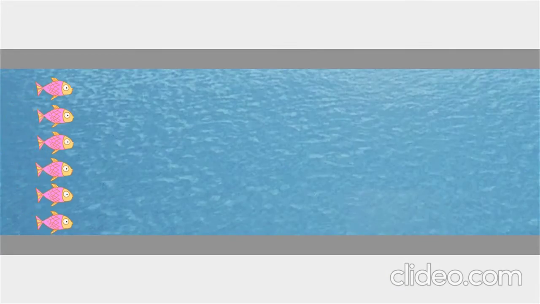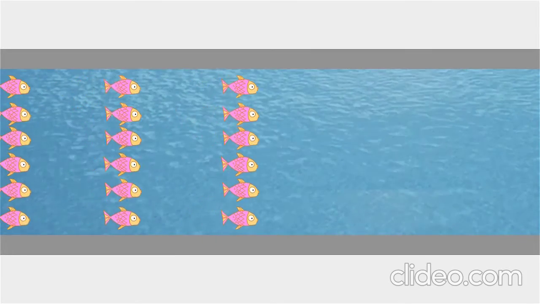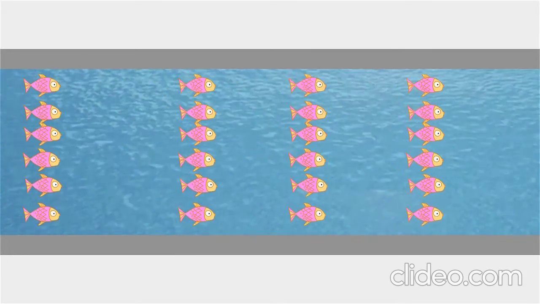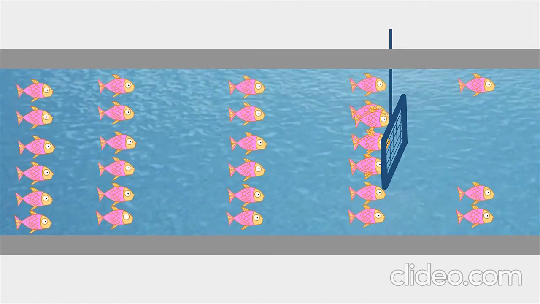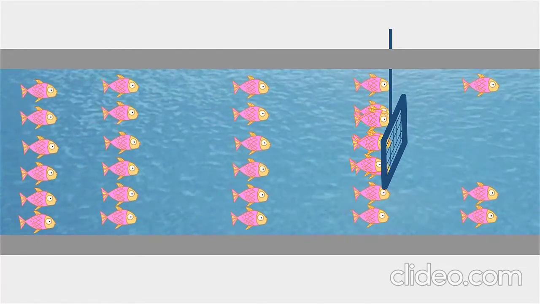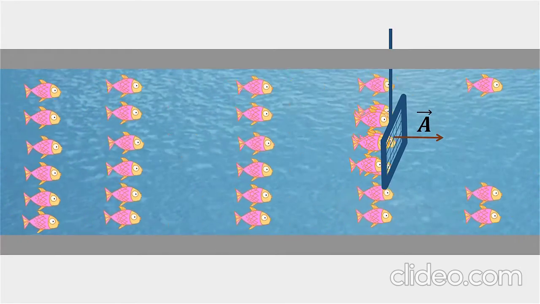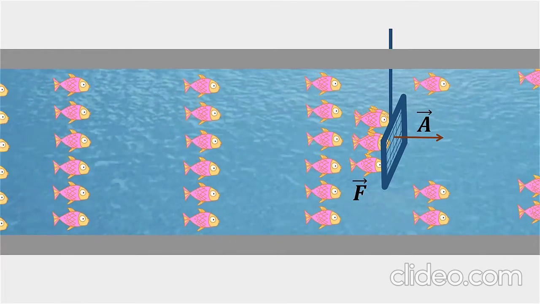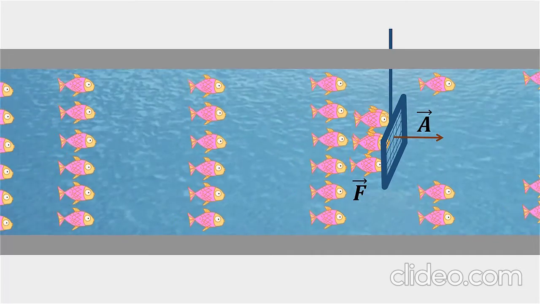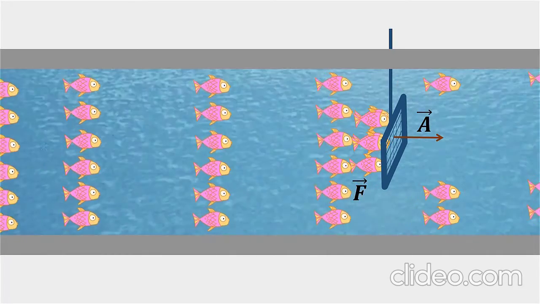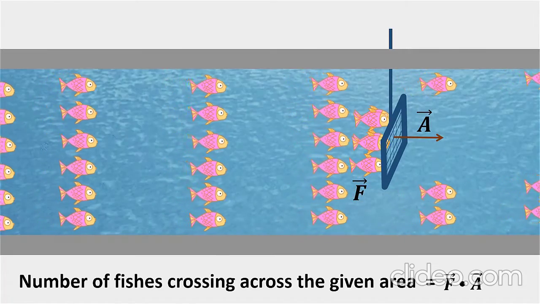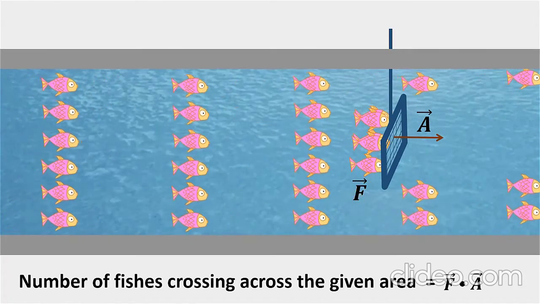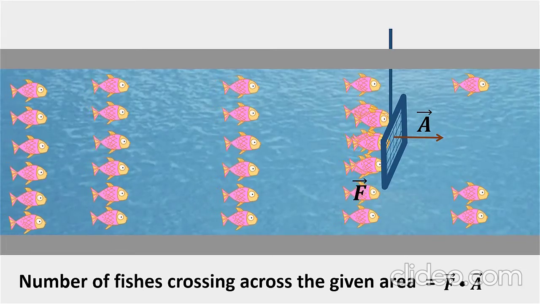Let us consider some lines of fishes crossing through a water column. Place a net there and try to find out the number of fishes crossing in that net. If vector A is the area vector and vector F is the fish intensity crossing area vector A, then the number of fishes crossing the given area equals fish intensity dot area. This will give the number of fishes crossing per area.